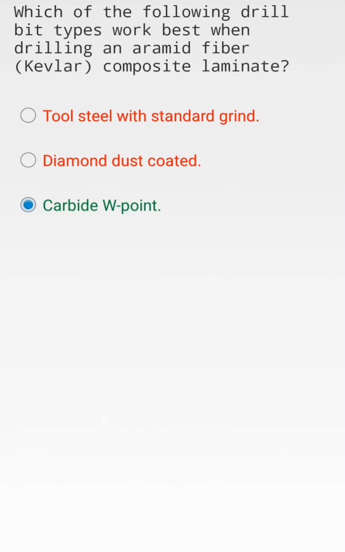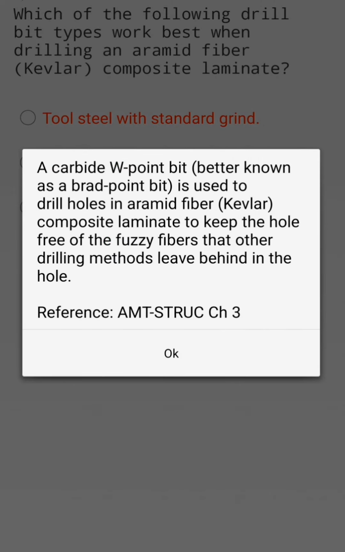Which of the following drill bit types work best when drilling an aramid fiber Kevlar composite laminate? Carbide W-point. A carbide W-point bit, better known as a brad point bit, is used to drill holes in aramid fiber Kevlar composite laminate to keep the hole free of the fuzzy fibers that other drilling methods leave behind in the hole.